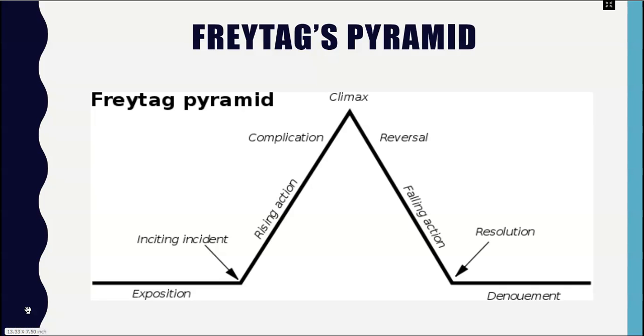Now, Freytag tells us that every great story begins with exposition. An exposition is usually مقدمه چینی. So we introduce the setting, we introduce the characters, so that we know whom we are dealing with.